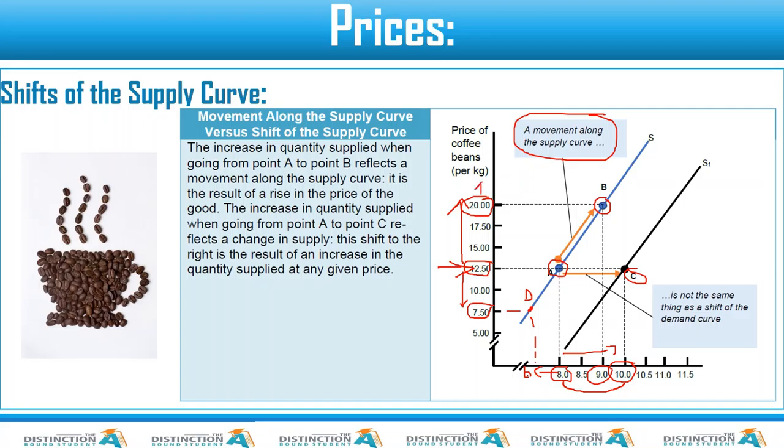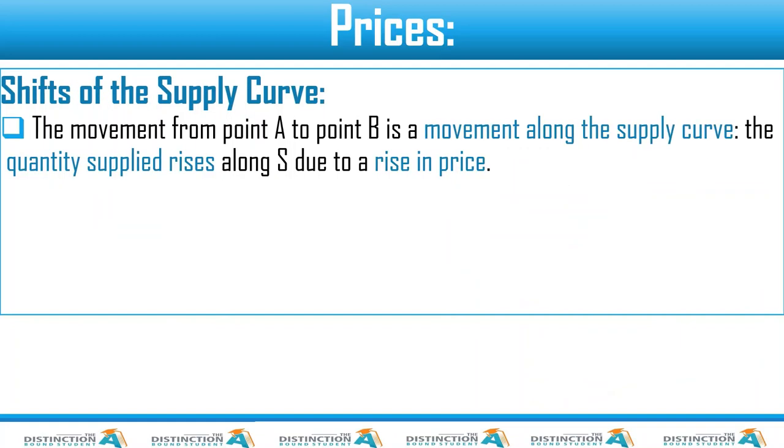Then the same could also happen. What if the price went up from 20 to 30? The same would happen here. We'll have point E, somewhere up there, maybe 10.5 billion. If you don't understand, that's why we have the comment section below.